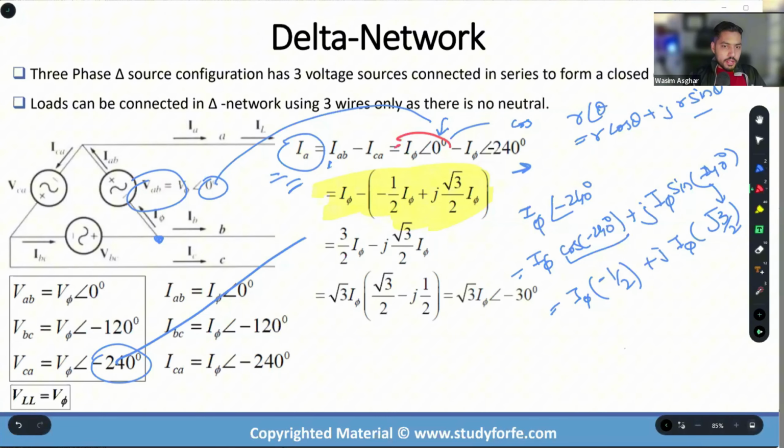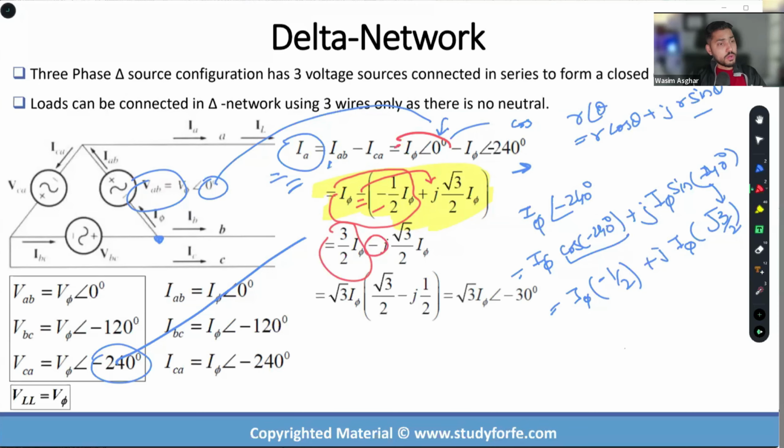So what I'm doing over here, if I open this bracket, can you guys see that this negative multiplied by this negative is going to turn into a positive, and you'll have I phase plus a half of I phase that results in 1.5 I phase, correct? Or 3 by 2 I phase. This negative sign is going to multiply inside with this guy, right? And you are ending up with minus j square root 3 divided by 2 I phase. Make sense?